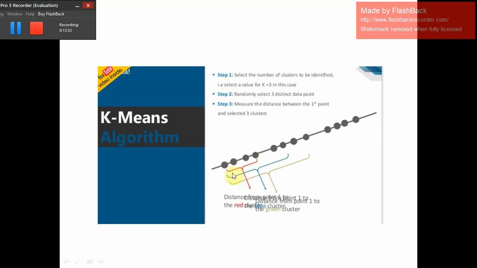So how many clusters do you want to find? We want to find three clusters, right? To find three clusters, we'll define that k as k equal to 3. So randomly we have selected three distinct data points.